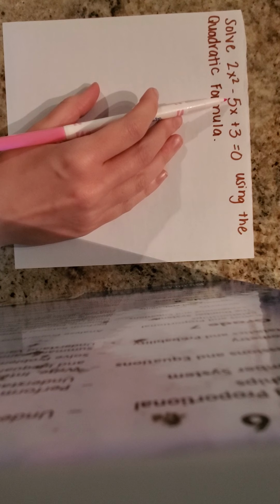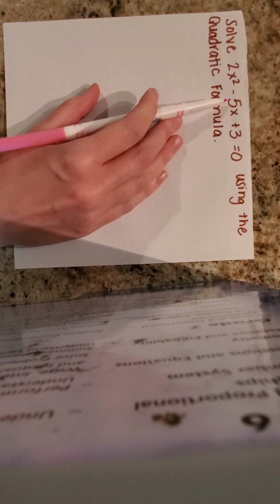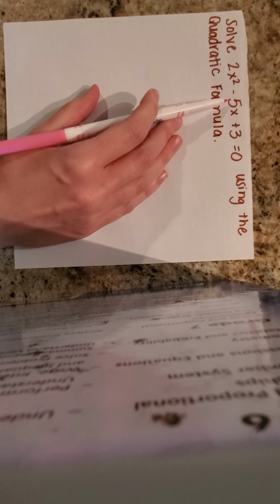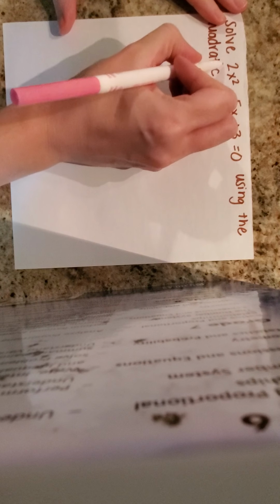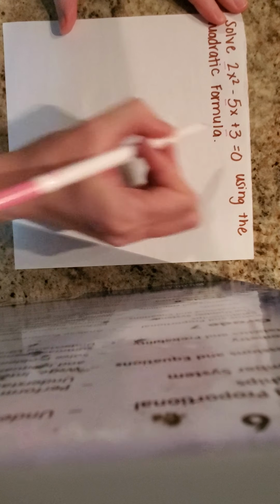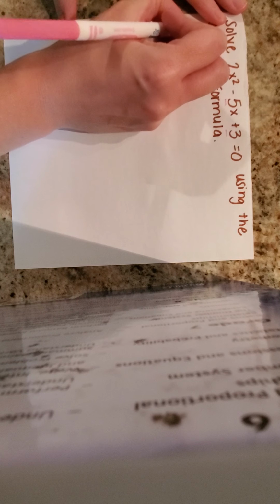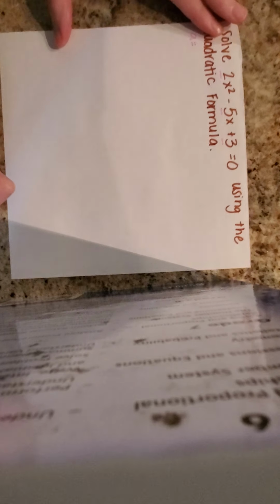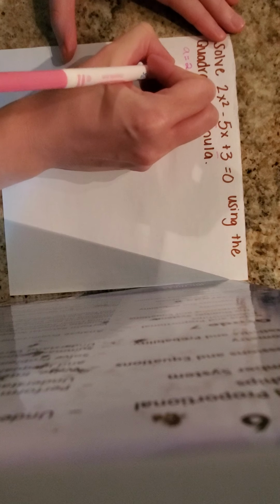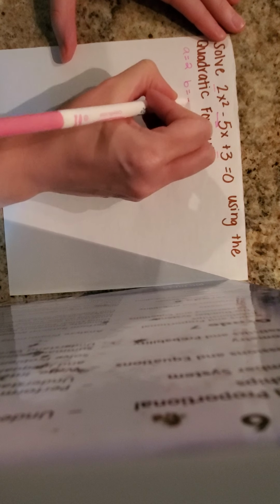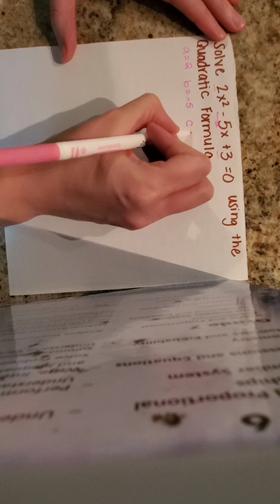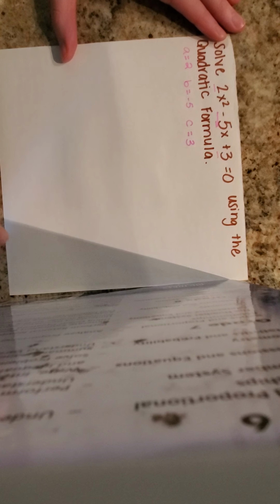All right, so let's use the quadratic formula to help us solve this equation. First thing that I need to do is to define my variables, so A, B, and C. I know this is A, this is B, and this is C. I'm going to write that though, because I think it's easier to look at. A is positive 2, B is a negative 5, and C is a positive 3.